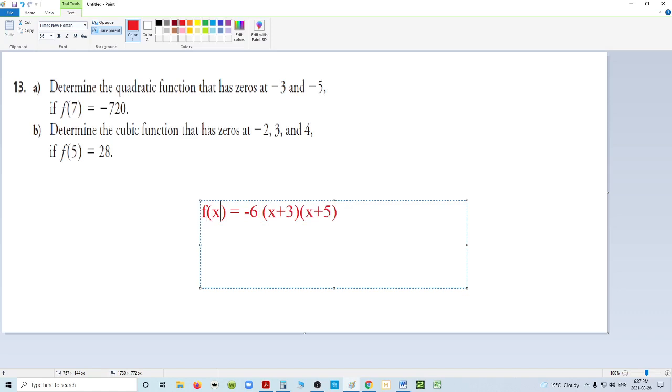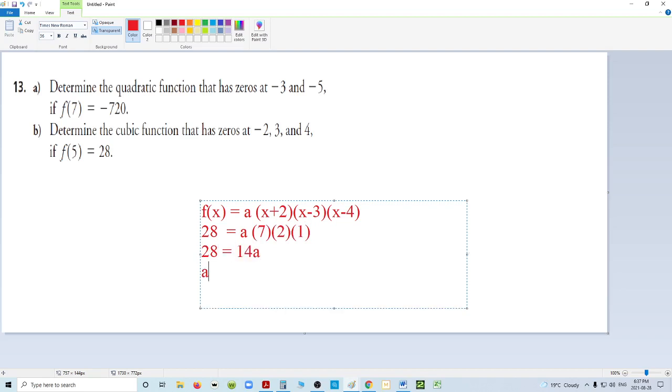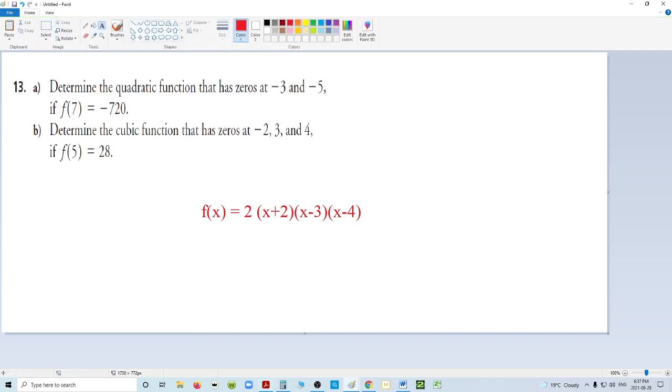Then they just do the same thing, but this time with a cubic. And these are the zeros, represented in factored form, so the opposite signs. And then I know that when y is 28, x is 5. 5 plus 2 is 7. 5 minus 3 is 2. 5 minus 4 is 1. I get 28 is equal to 14a. So therefore a is equal to 2. So I can go back and put in that. Not hard. We've actually done a gazillion of these already.